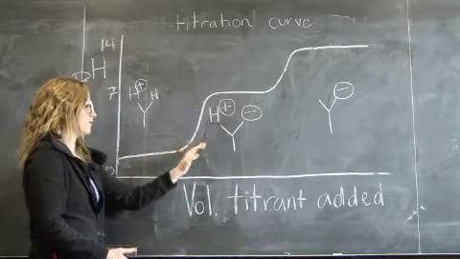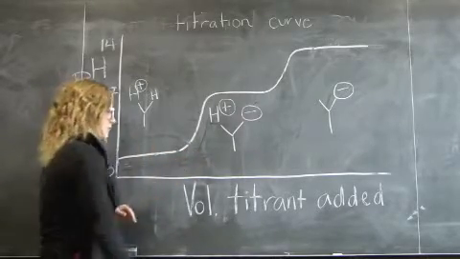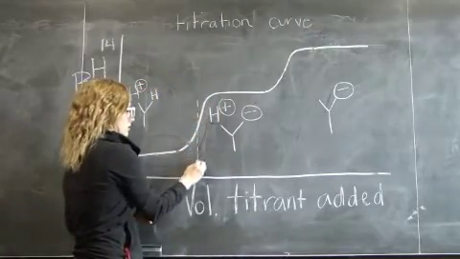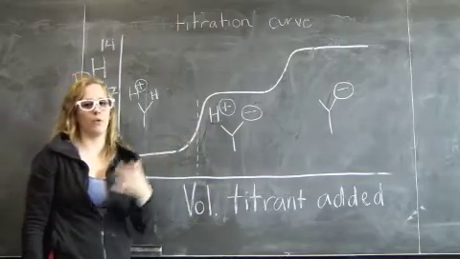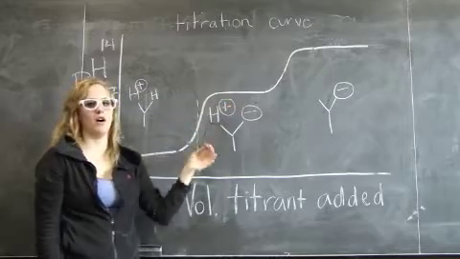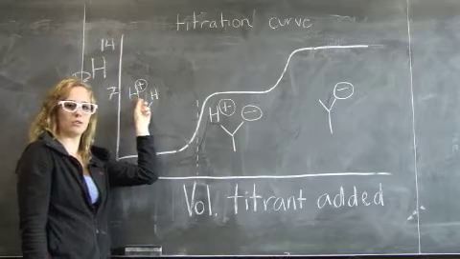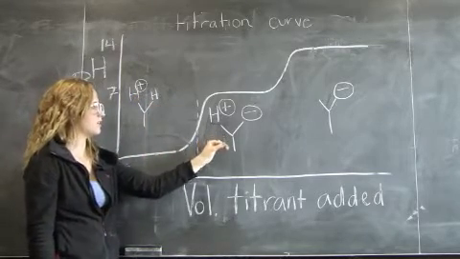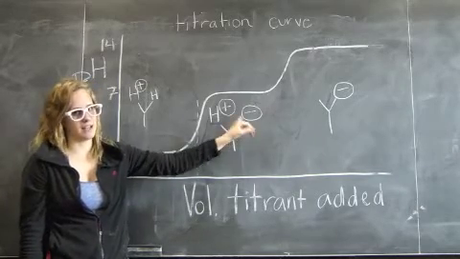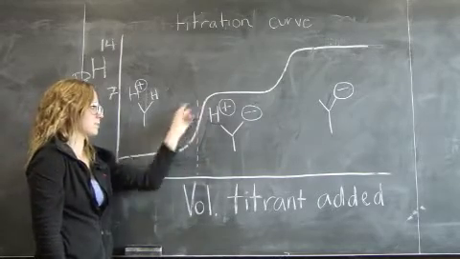Although, when you get to about however much volume is added right here, you start to see a significant change in your pH. Right here is known as your equivalence point. At this point, you have about a 1-to-1 ratio of your protonated form, that will be right here, and your deprotonated form of your acid. As you can see, again looking at the example, you have a hydrogen on both the amine group and the carboxylic acid group, as opposed to here you only have a hydrogen on your amine group, but you have your negative charge on your carboxylic acid group. So, here's your buffering capacity, and here is where it starts to change.